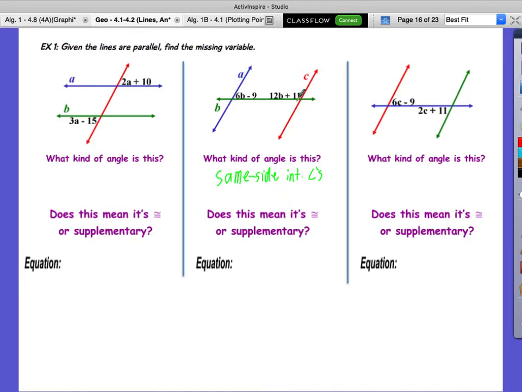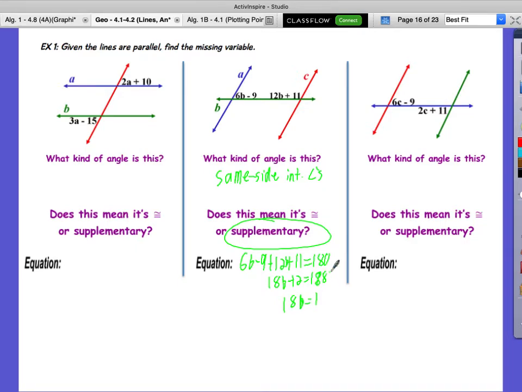Now, does this mean, since these two lines are parallel, are they supplementary or congruent? Sarah? Supplementary. Jocelyn, give me the equation we use. 6b minus 9 plus 12b plus 11. Very good. That does equal 180. Combine like terms: 6b and 12b get 18b. Negative 9 plus 11 gets 2. We end up getting 18b plus 2 is equal to 180, so 18b is equal to 170.